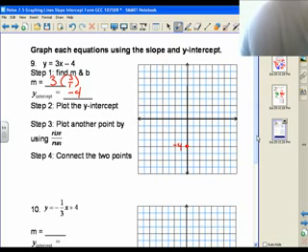They're both positive, so we're going to go to the right and we're going to go up. Remember, that's what positive means. Positive means going to the right, and it means going up. Negative, left and down. But remember, if this is a negative, only one of them is negative. We'll do that in the next example.